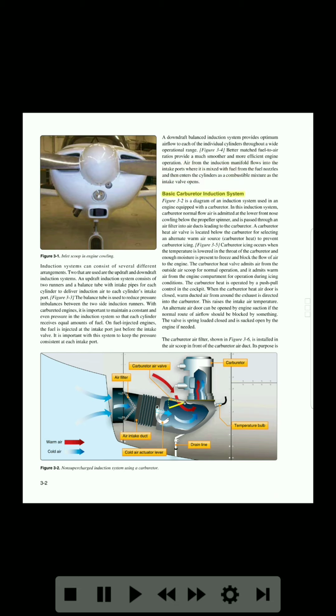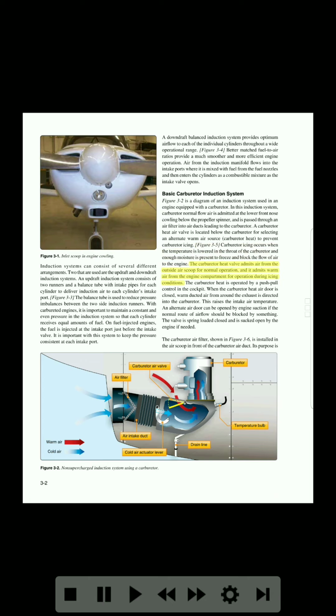Basic carburetor induction system. Figure 3-2 is a diagram of an induction system used in an engine equipped with a carburetor. In this induction system, carburetor normal flow air is admitted at the lower front nose cowling below the propeller spinner, and is passed through an air filter into air ducts leading to the carburetor. A carburetor heat air valve is located below the carburetor for selecting an alternate warm air source, carburetor heat, to prevent carburetor icing. Figure 3-5. Carburetor icing occurs when the temperature is lowered in the throat of the carburetor, and enough moisture is present to freeze and block the flow of air to the engine.